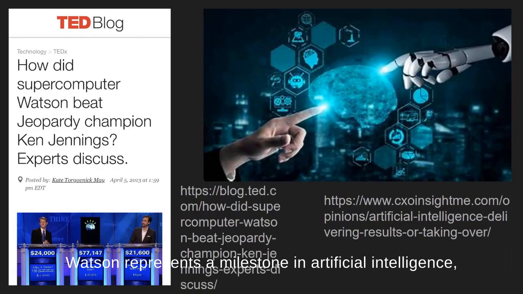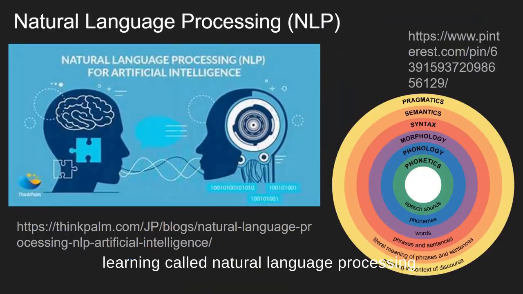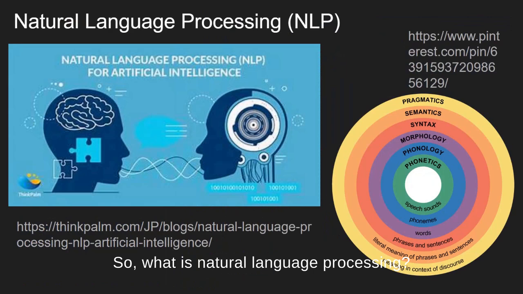Watson represents a milestone in artificial intelligence, and Watson's power came from an impressive technique that involves human linguistics and machine learning called natural language processing. So, what is natural language processing?